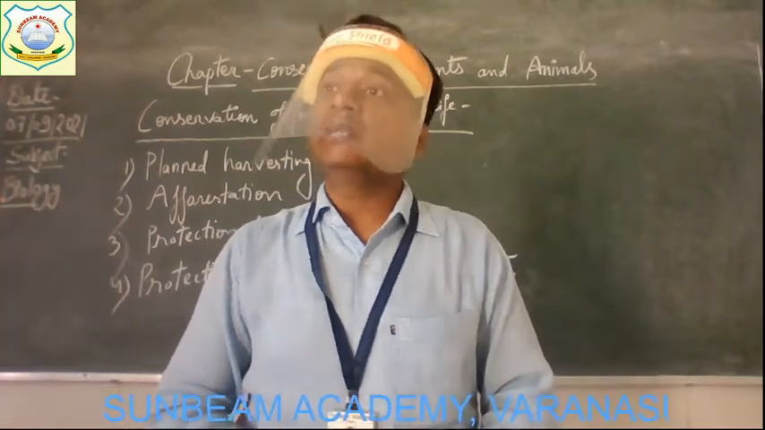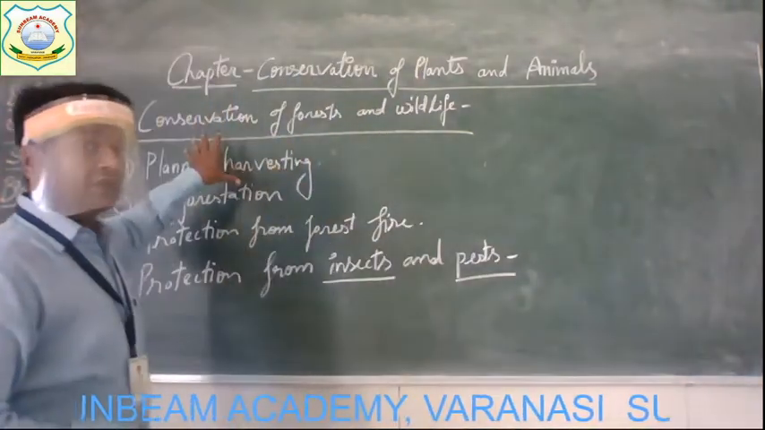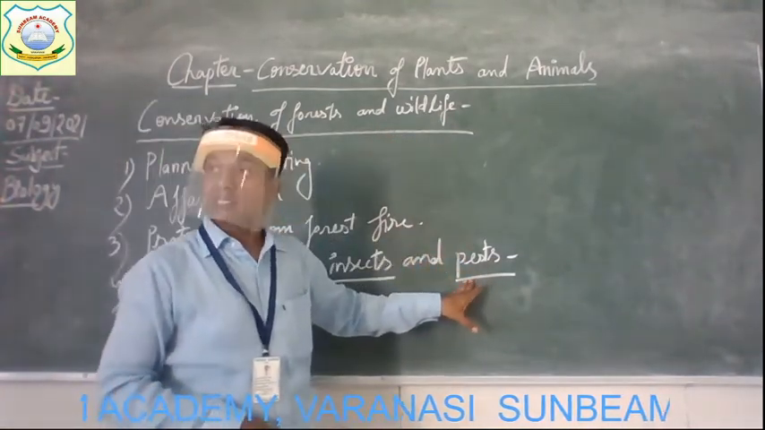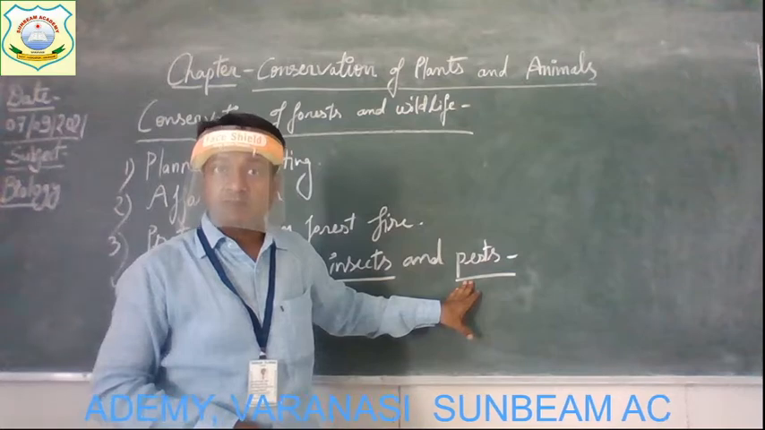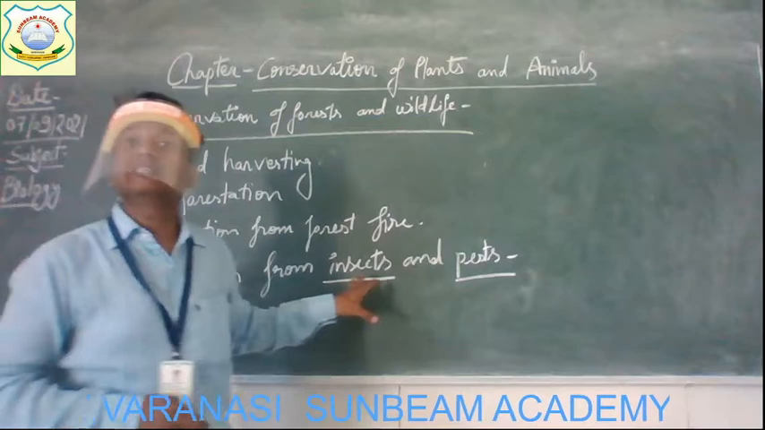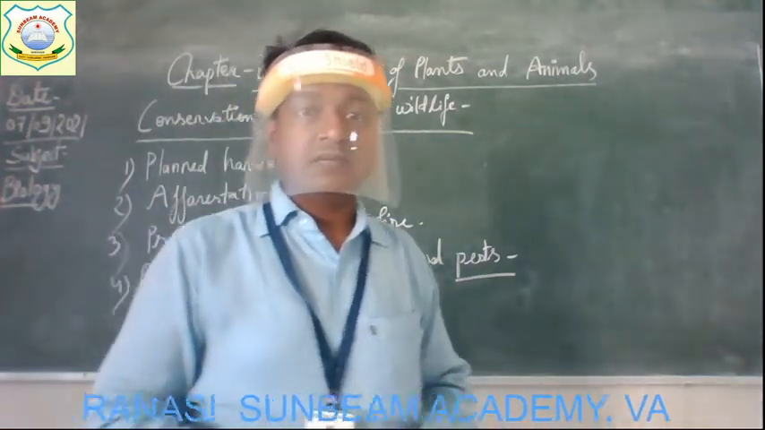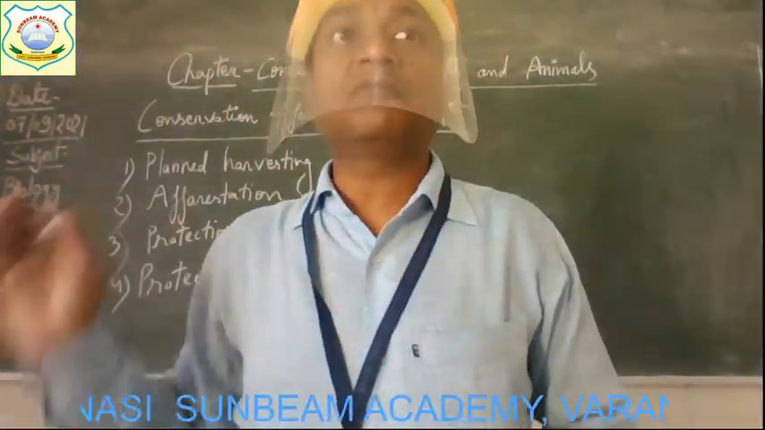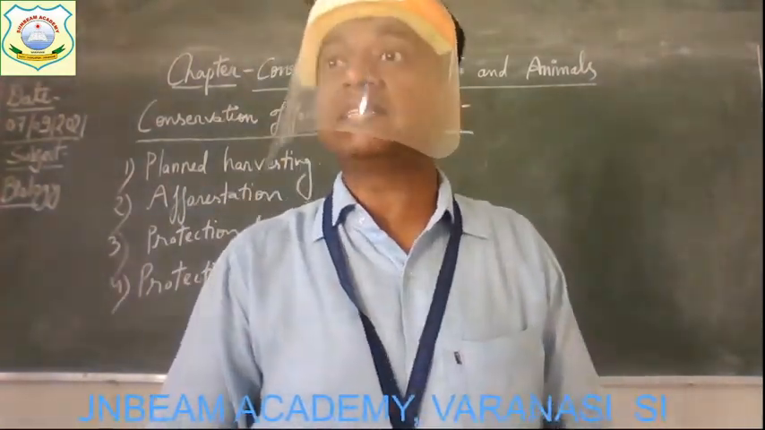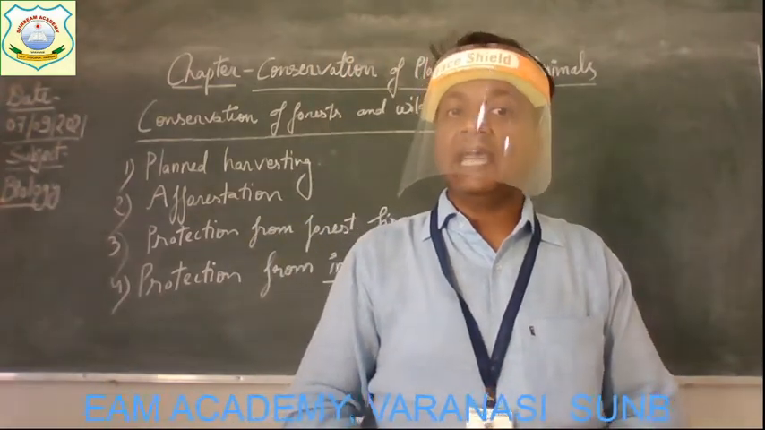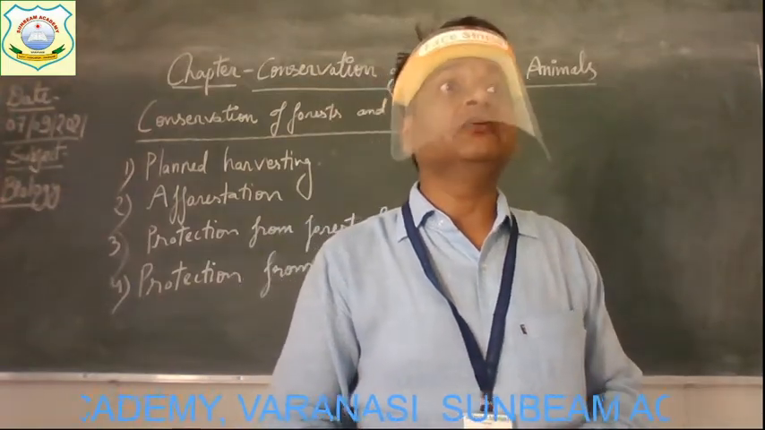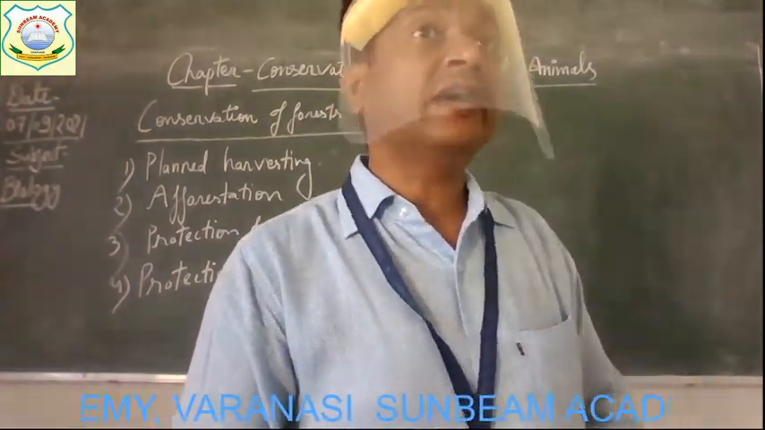So that is why we need to protect our forest and also wildlife from the effect of these harmful germs, harmful disease causing microorganisms, that is pests, as well as from insects. Get it? So we can protect our forest and wildlife from pests and insects by using insecticides and fungicides and removing the infected area. What can we do? We can use insecticides and fungicides.